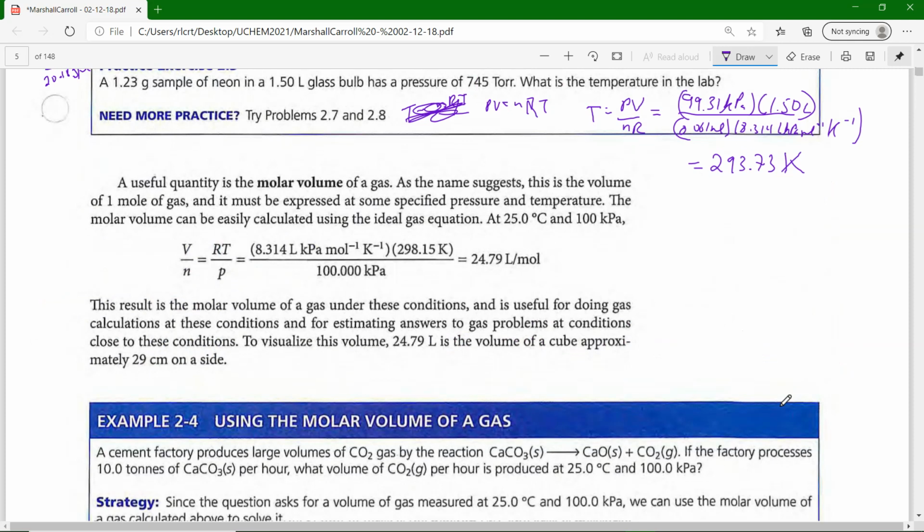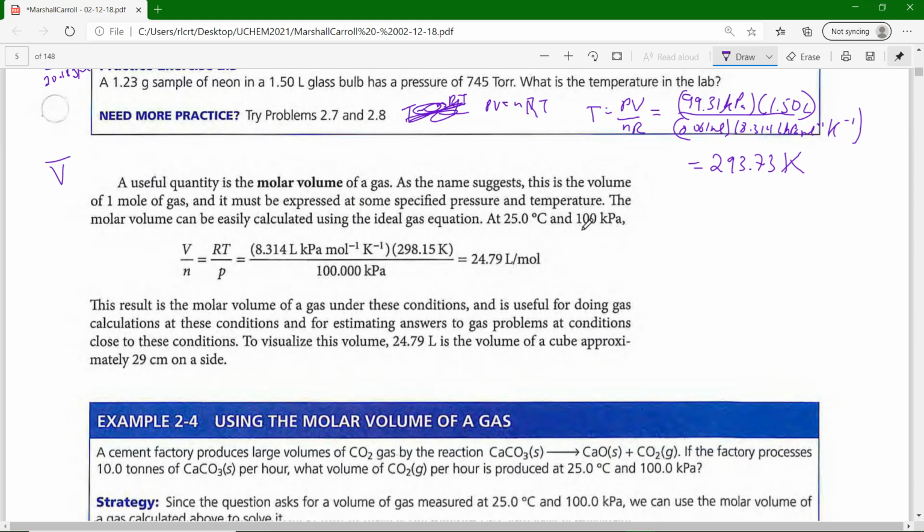So, a useful quantity is the molar volume of a gas. Molar volume, some people still write with a V with a bar over it. It's how much volume is occupied by 1 mole, the volume of 1 mole of a gas, and must be expressed at some specified pressure and temperature. The molar volume can be easily calculated using the ideal gas equation.